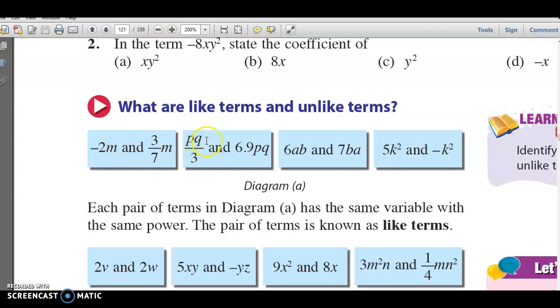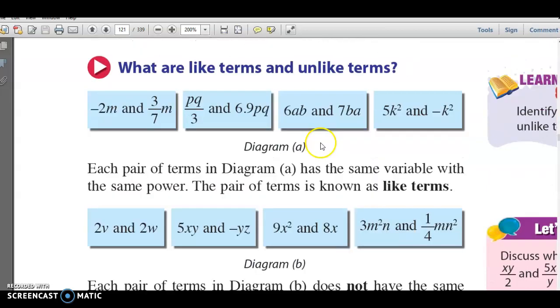For example, PQ divided by 3 and 6.9 PQ. Is this a like term? Yes, this is a like term because PQ is the same in the other one, here PQ. They have the same variables. Another one will be 6AB and 7BA. This one also we say is a like term. Why? Even though the position of AB and BA is not the same, we look only at the letters A and B. Here also has A and B. That's why we say that this is a like term.